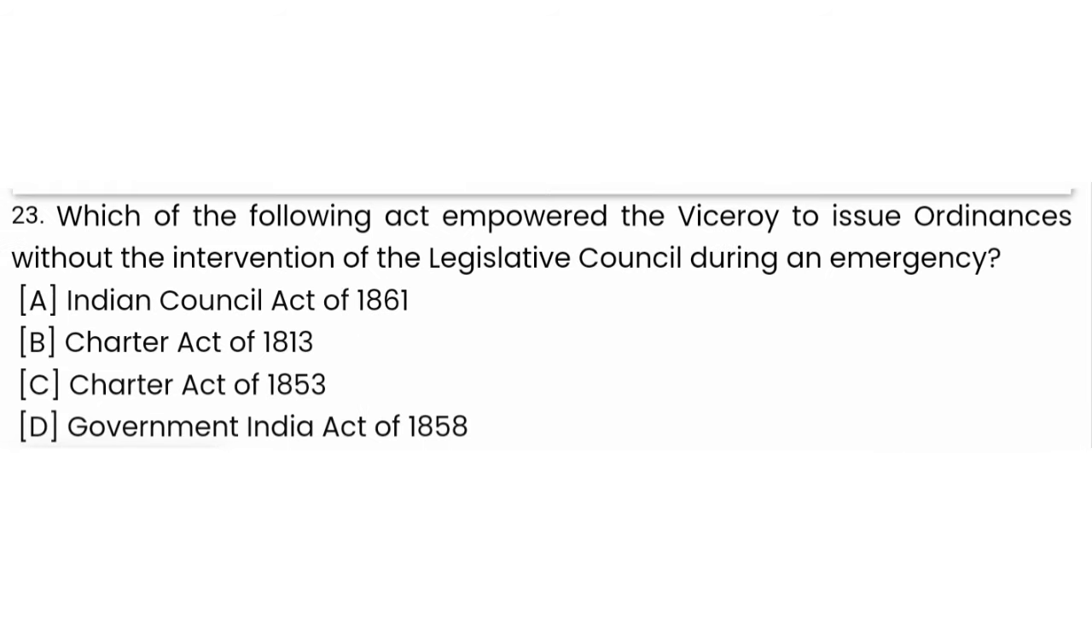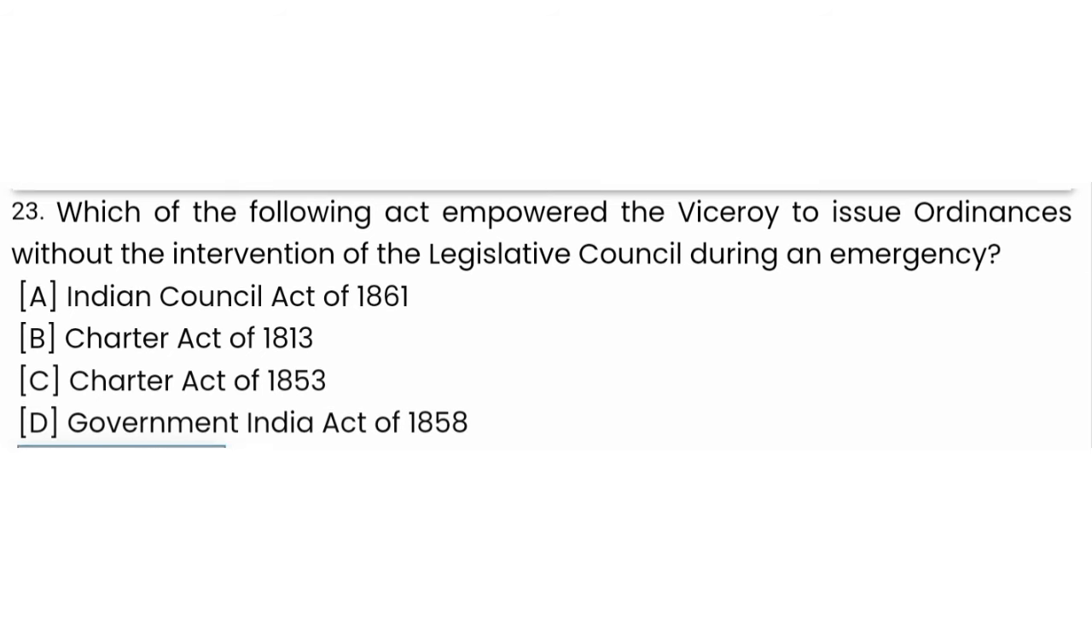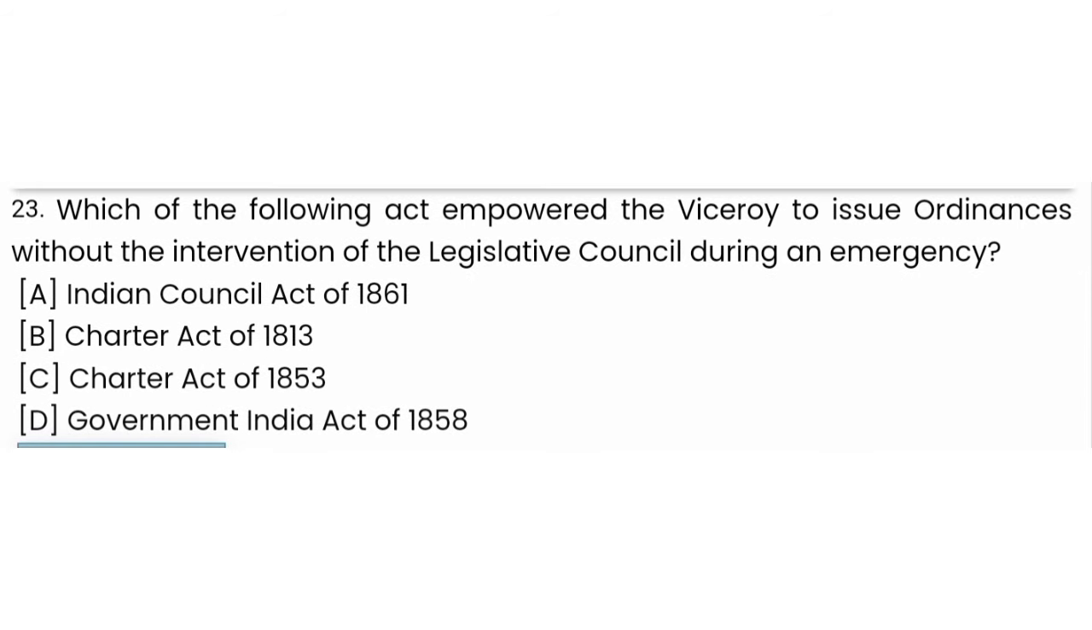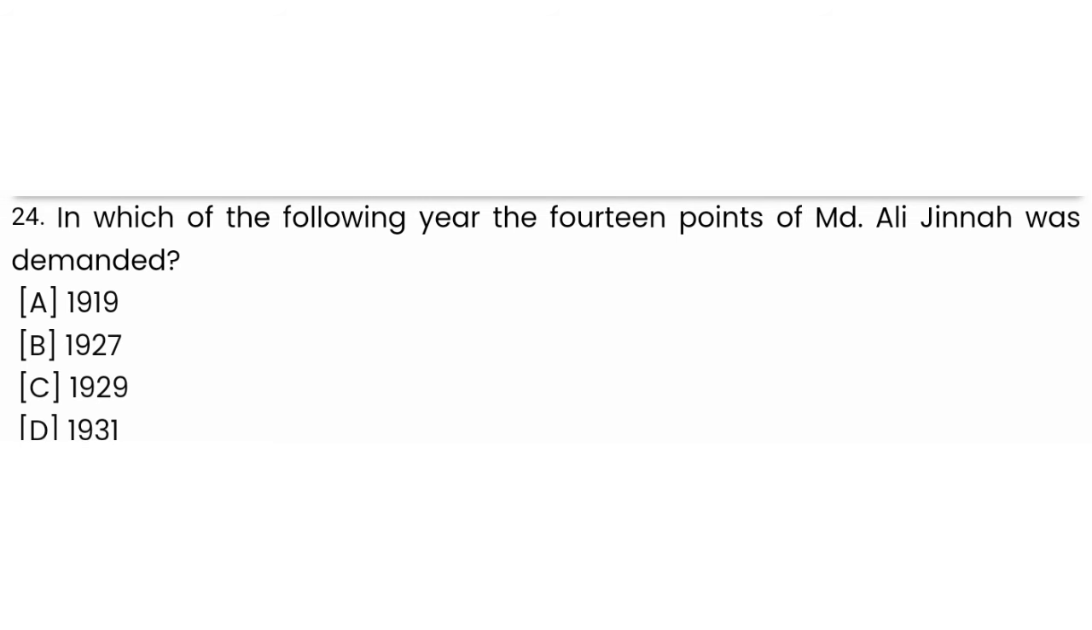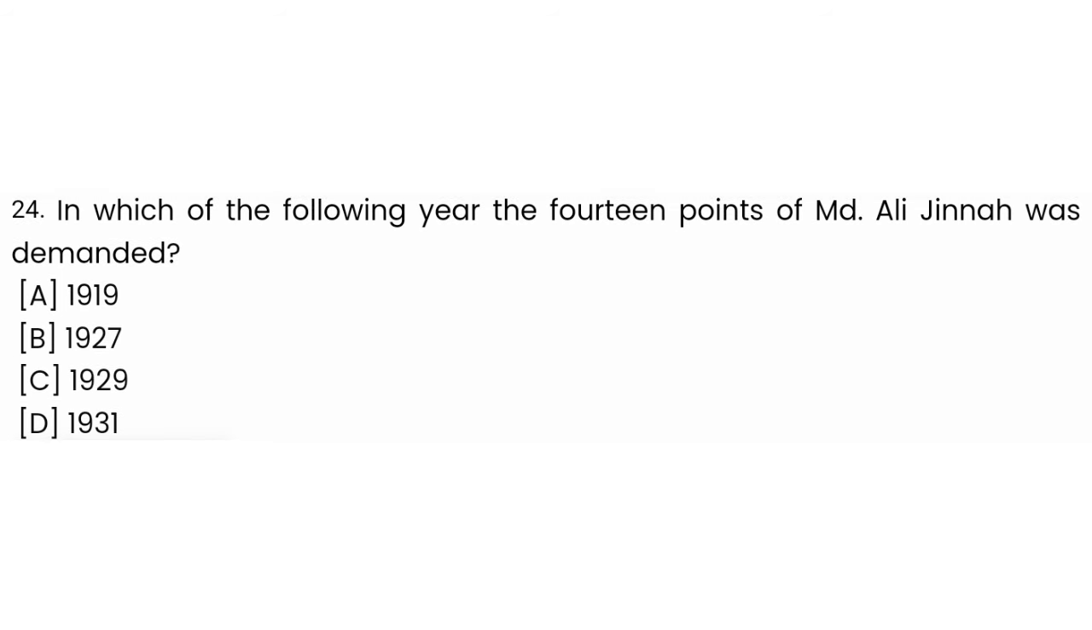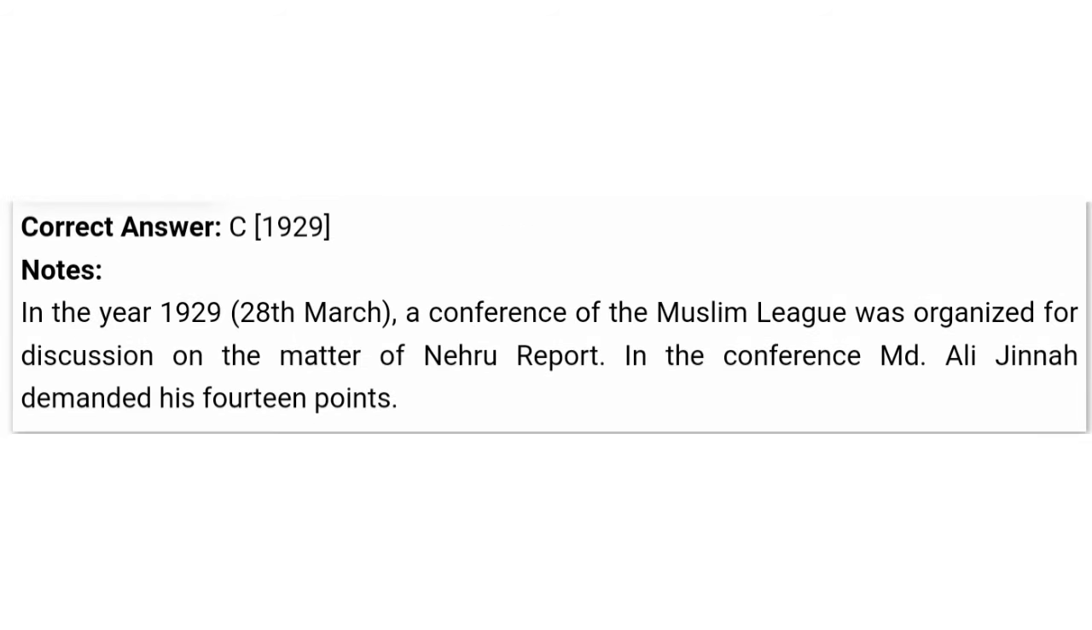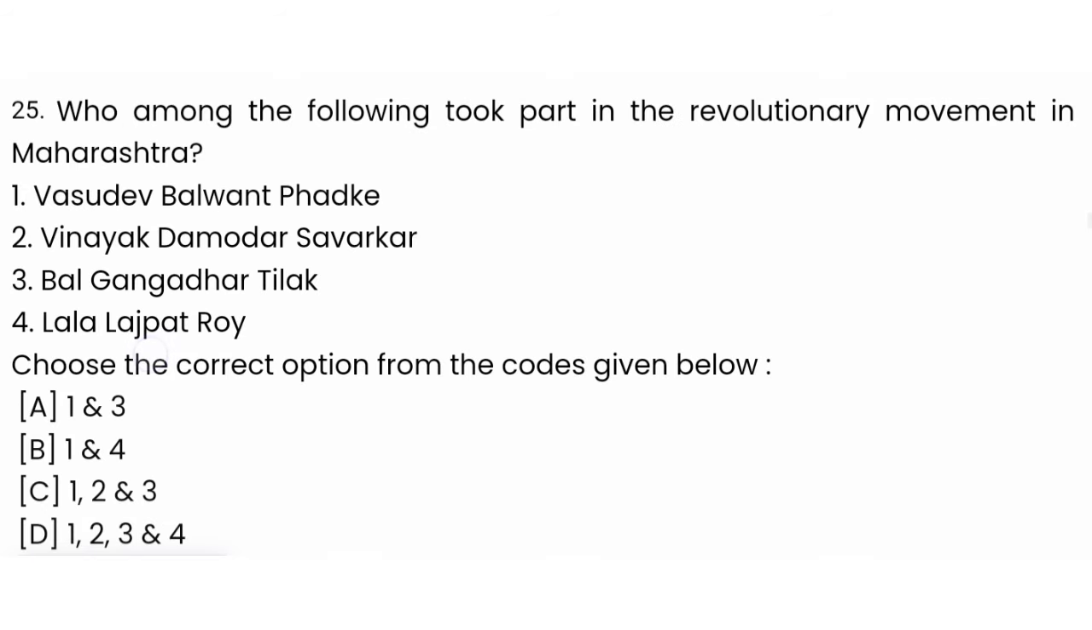Which of the following acts empowered the Viceroy to issue ordinances without the intervention of the legislative councils during an emergency? And the correct answer, option number A, Indian Councils Act of 1861. Next question. In which year were the 14 points of Muhammad Ali Jinnah demanded? And the correct answer is option number C, 1929.